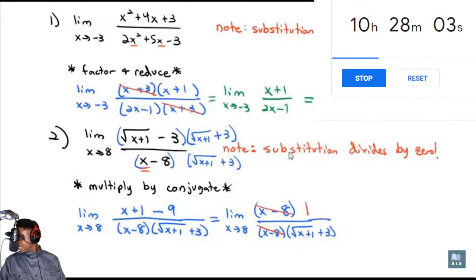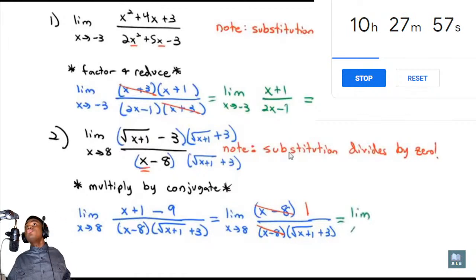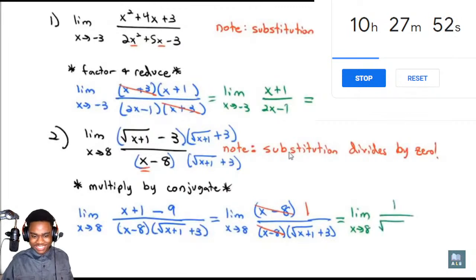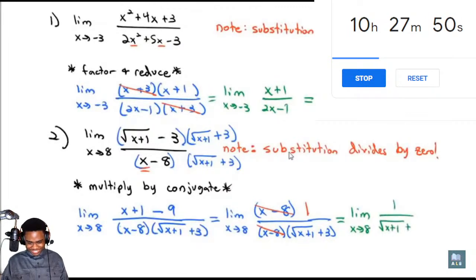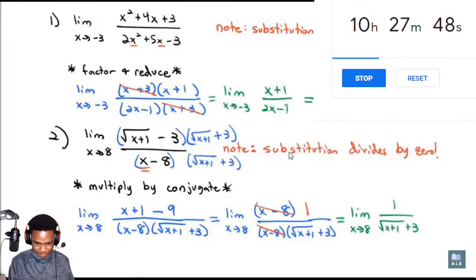Remember, if everything divides out, there's still a 1 that doesn't disappear. Now we're taking the limit as x goes to 8 of 1 over the square root of x plus 1 plus 3.